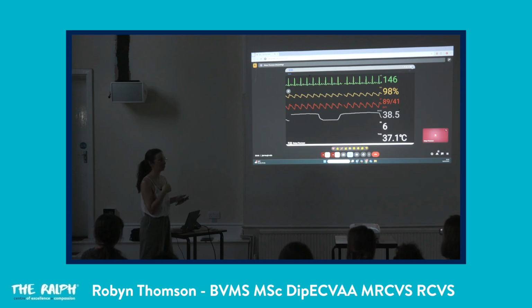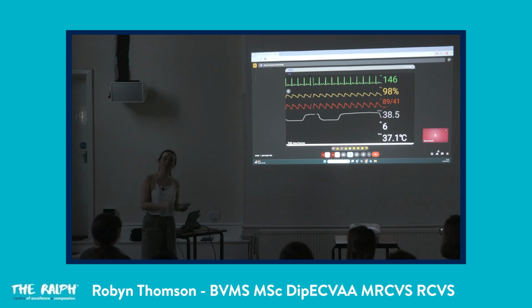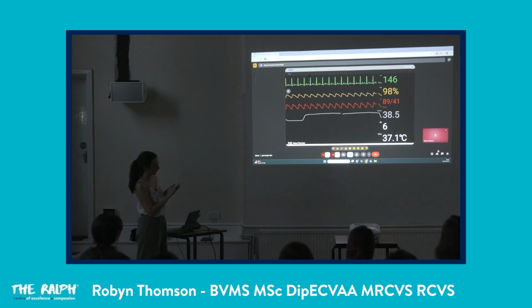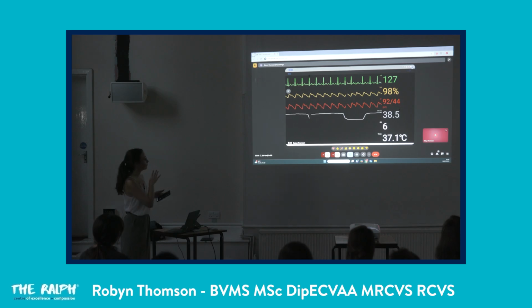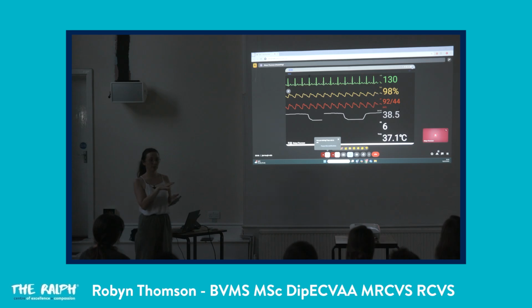Volume. So I'm going to give another fluid bolus at this point in time while I ask someone to go and get noradrenaline ready because I know I'm probably going to need it. Okay, so we're giving another 10 ml per kilo fluid bolus. Okay, so we can see the patient's improved, but not as much as the last time.